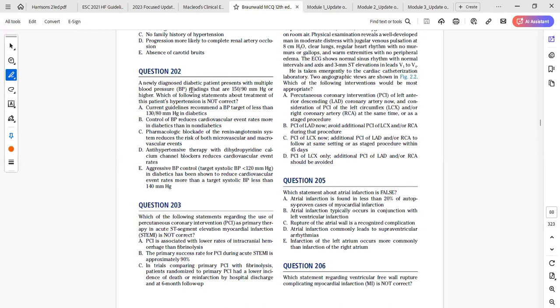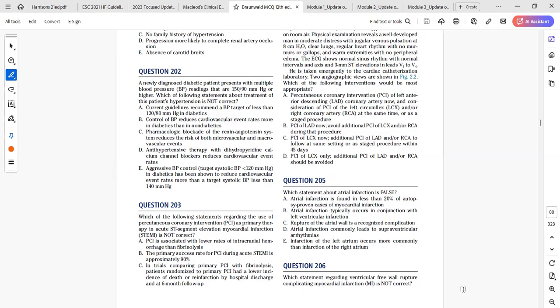Okay, question 205. It says, which statement about atrial infarction is false? So they are looking for a false statement about atrial infarction. A, atrial infarction is found in less than 20% of autopsy-proven cases of myocardial infarction. B, atrial infarction typically occurs in conjunction with left ventricular infarction. C, rupture of the atrial wall is a recognized complication. D, atrial infarction commonly leads to supraventricular arrhythmias. Then E, infarction of the left atrium occurs more commonly than infarction of the right atrium. We are looking for the false answer.